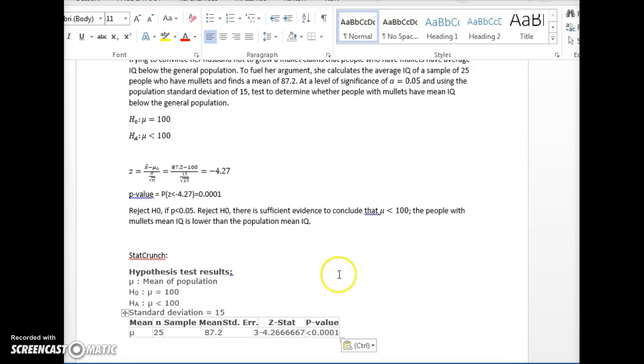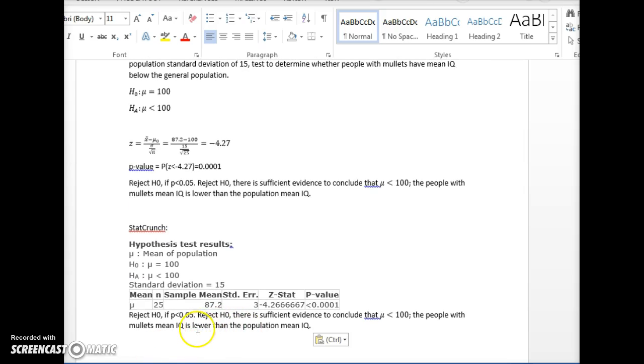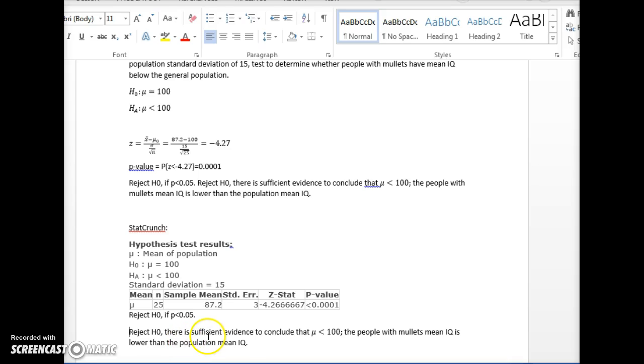So we paste it, and if you use StatCrunch you don't even need to state the null hypothesis and the alternative, it's given. But you will have to state this. So first you reject H0 if P is less than 0.05, and then here's our conclusion. Reject H0. There is sufficient evidence to conclude that mu is less than 100. And that means that the mean IQ of the people with mullets in the sample is lower than the population mean IQ. So that's it.